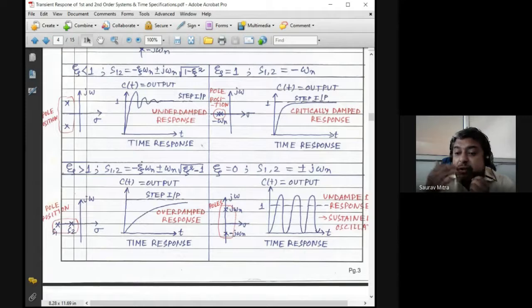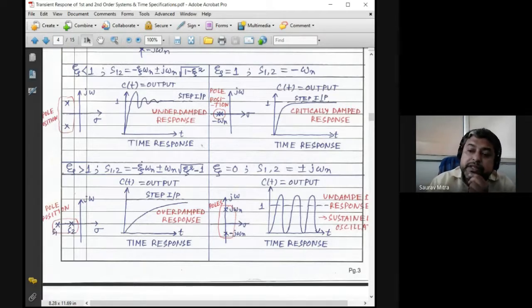Okay, you have to mention all this: rise time, peak time, delay time, settling time, percentage overshoot with their equation. That equation also I will show you below. That is the first question. And second question is, for every damping coefficient, how is the output of the second order RLC circuit? So these two questions we are doing today.